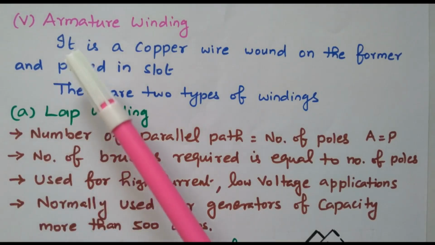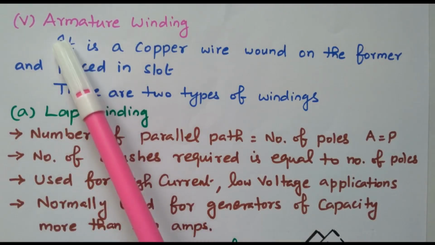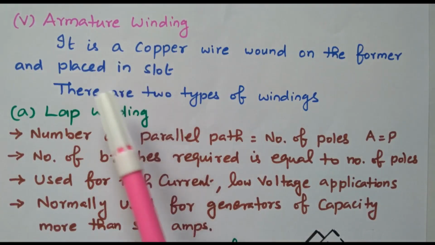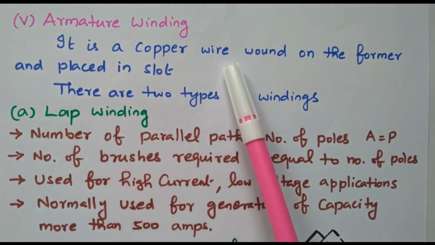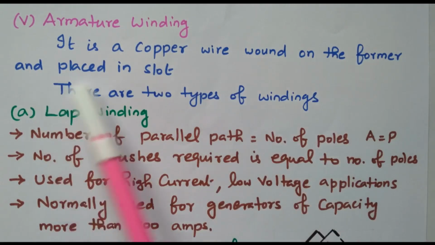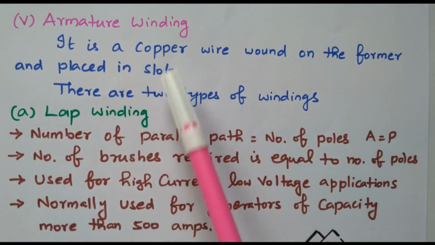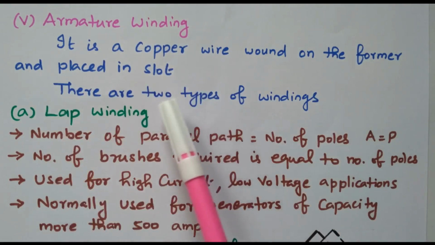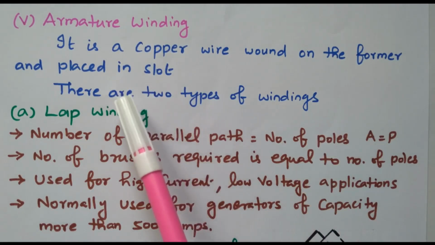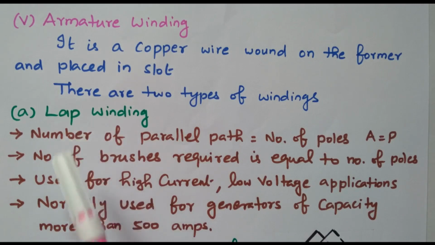Now we will see the armature winding. So we discussed armature. In that armature this winding is placed. That is, it is a copper wire wound on a former and placed in the slot. So copper wire is placed in that slot so that it acts as a conductor. In this winding there are two types available, lap winding and wave winding. We will see this one by one.